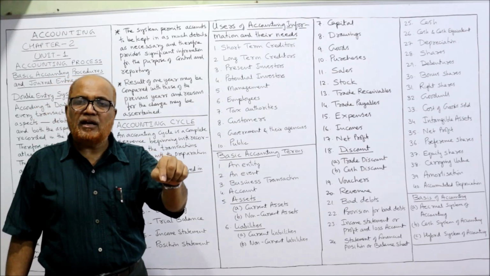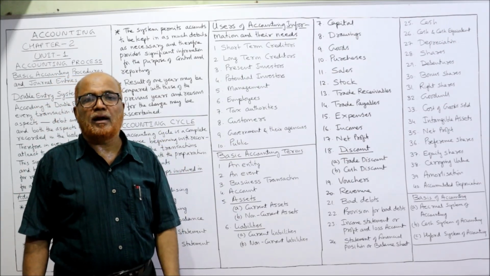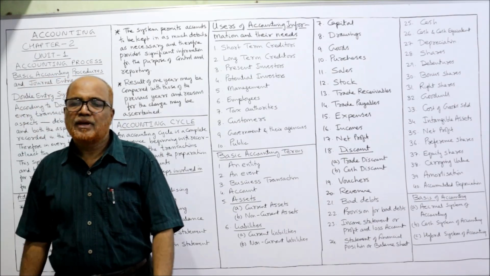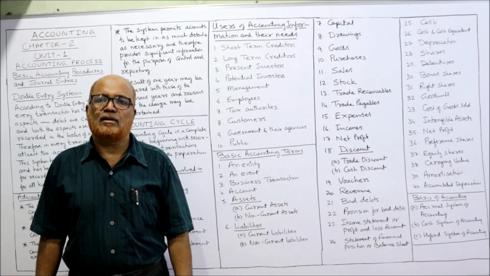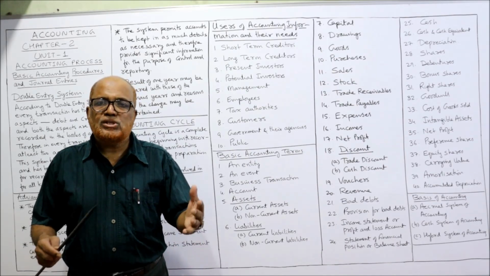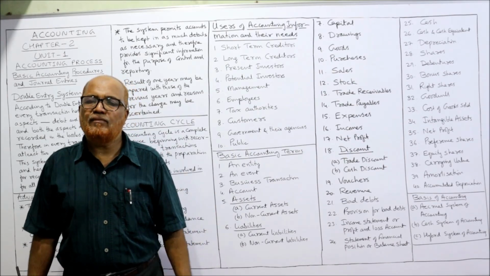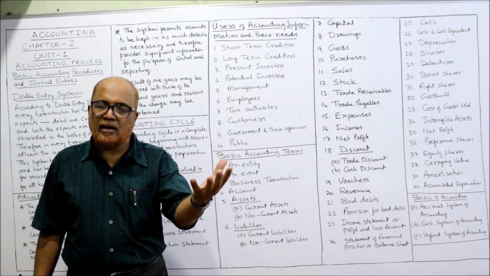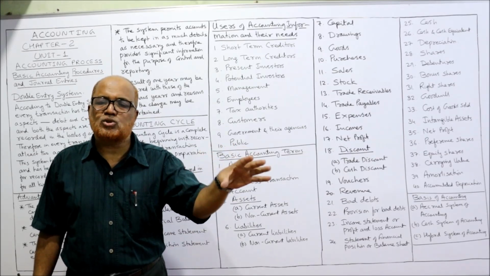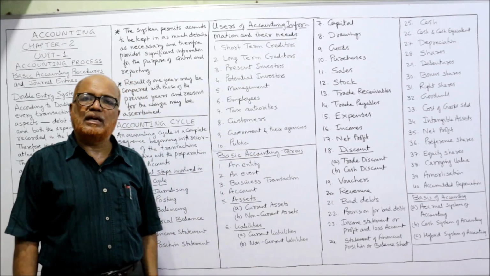So for every entity, accounts are required. Next comes an event. The consequence of a transaction is called an event. Example, the usage of raw material is an event. Similarly, the closing inventory, the stock remaining after selling the goods, some stock will remain. That is called the event.